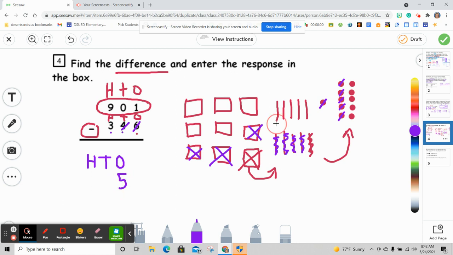And then I have 1, 2, 3, 4, 5 tens. So I'm going to put 5 tens. And then I'm going to have 1, 2, 3, 4, 5 hundreds. And I have 5 hundreds. So my answer is 555.